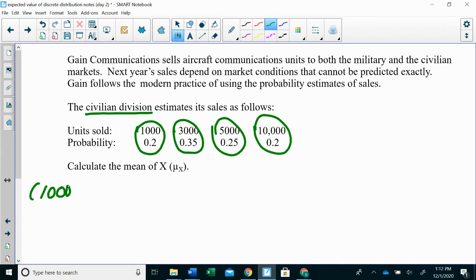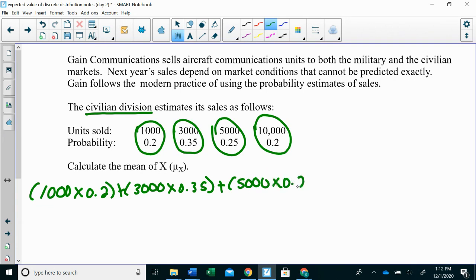So it's 1,000 times 0.2, 3,000 times 0.35, 5,000 times 0.25, and then lastly 10,000 times 0.2.